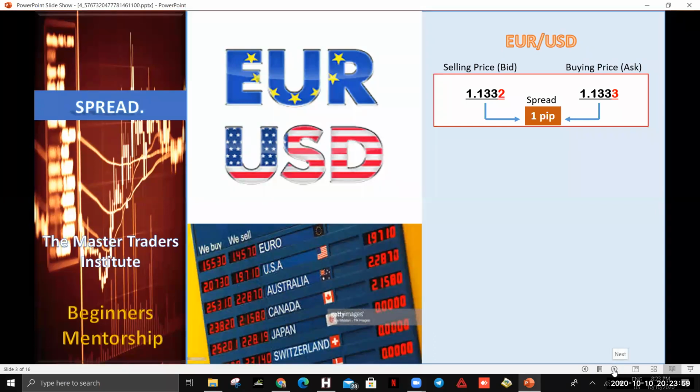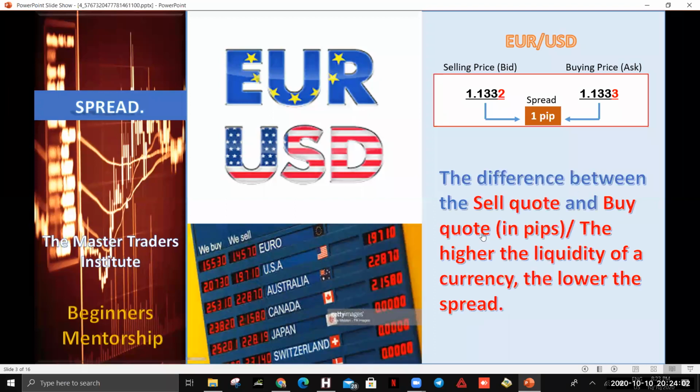By the time we go further, you'll understand how it works. The spread is the difference between the sell quote and the buy quote in pips. The higher the liquidity of a currency, the lower the spread. Let me explain that. The higher the liquidity, the more people are trading that currency pair, so it has a lower spread. Like I said earlier, Euro USD is majorly the pair that most traders trade, because these two governments always have financial transaction activities happening around them every time. So these are the major pairs that people actually trade, and they have very little spread.